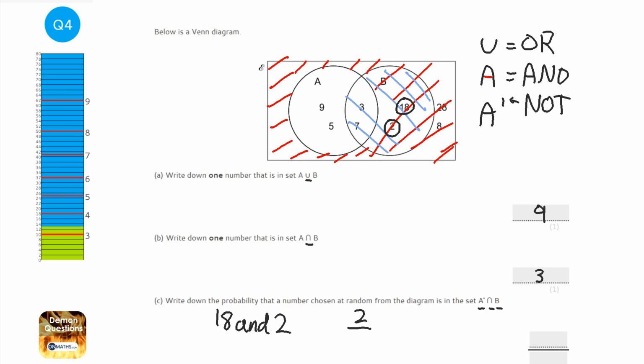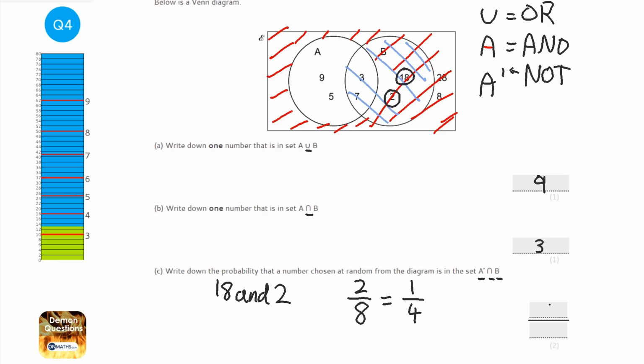So that will go at the top of our fraction. And there's 1, 2, 3, 4, 5, 6, 7, 8 in total. Now I can simplify that a little bit to make it a quarter. And so my answer to that will be 1/4, or a quarter.